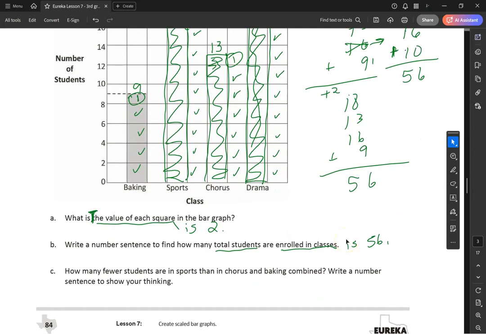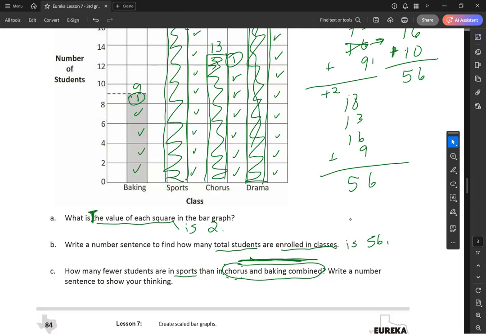Okay. And C, how many fewer students are in sports than in chorus and baking combined? Write a number sentence to show your thinking. You're going to see a lot of these on the STAR test. I'm telling you right now. It says how many fewer in sports than in chorus and baking combined. So that means you're going to have 2 here and then just 1 here, but you have to combine these first. So I would always combine first.